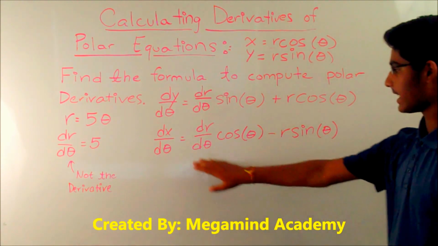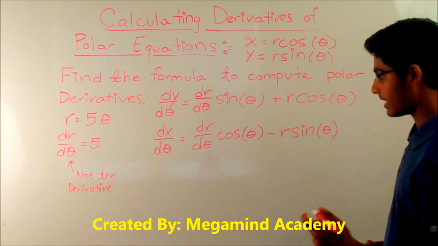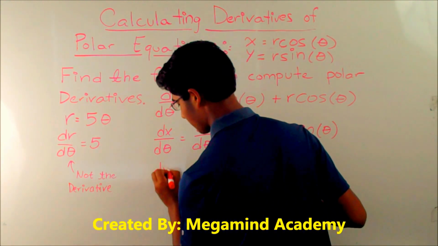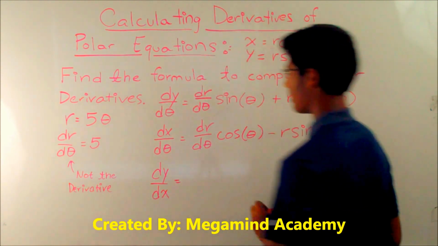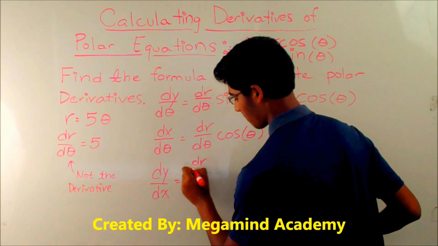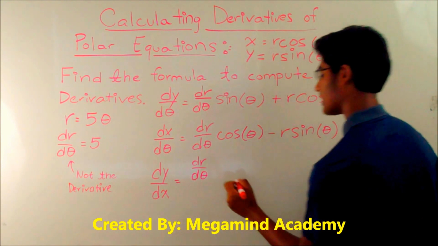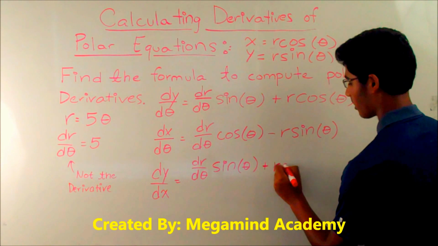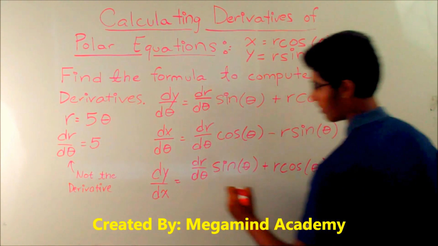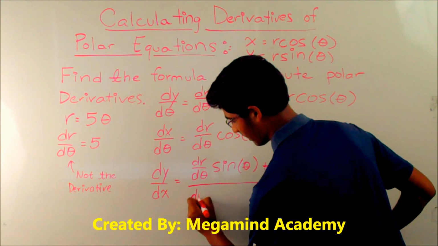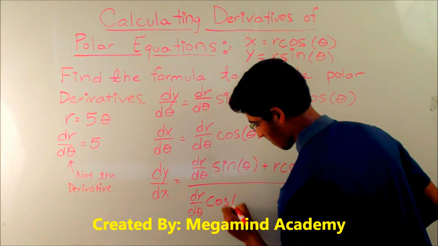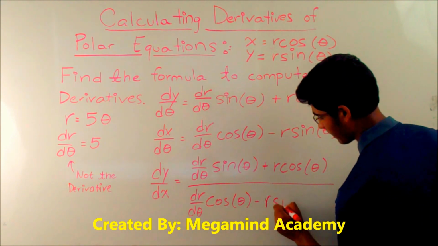And there we have it. We have dx d theta and we have dy d theta. So now to find dy dx, we just divide dy d theta by dx d theta. So we get dy dx is equal to dr d theta times sine of theta plus r cosine theta, over dr d theta times cosine theta minus r sine theta.